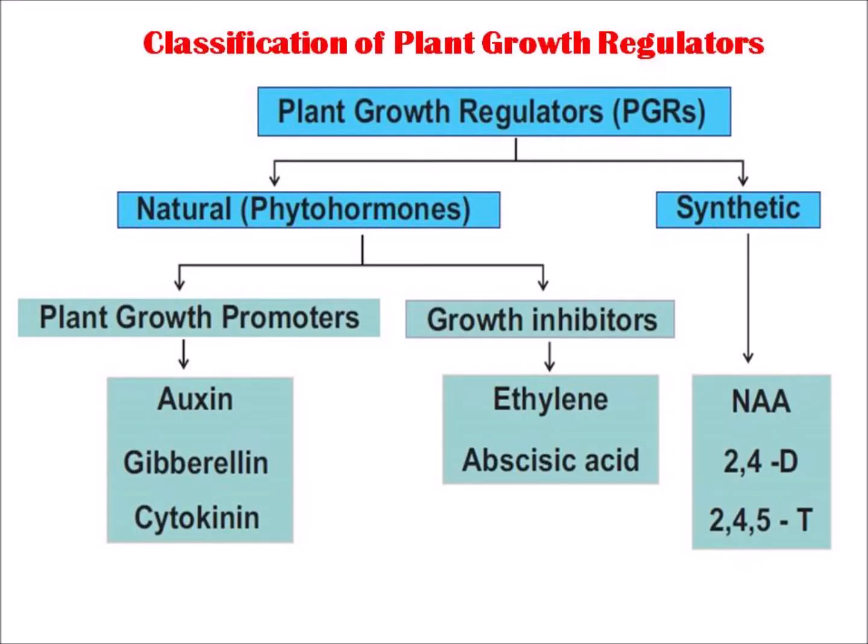Plant growth hormones are classified into natural phytohormones and synthetic phytohormones. Natural phytohormones come under two categories: plant growth promoters and growth inhibitors. Examples for plant growth promoters are auxin, gibberellin and cytokinin. Growth inhibitors are ethylene and abscisic acid. Synthetic plant growth regulators are naphthalene acetic acid, 2,4-D, 2,4,5-T.